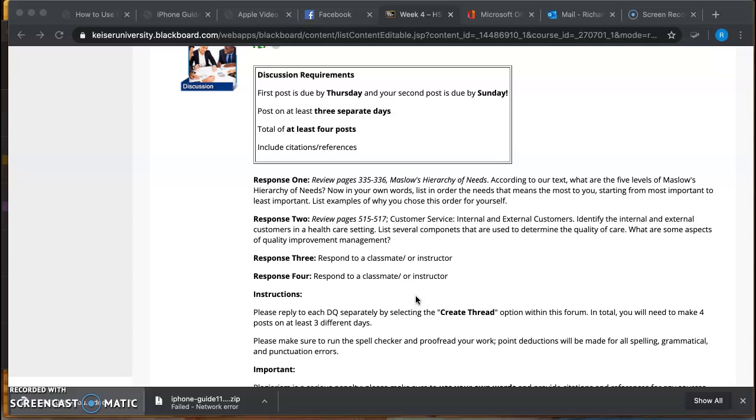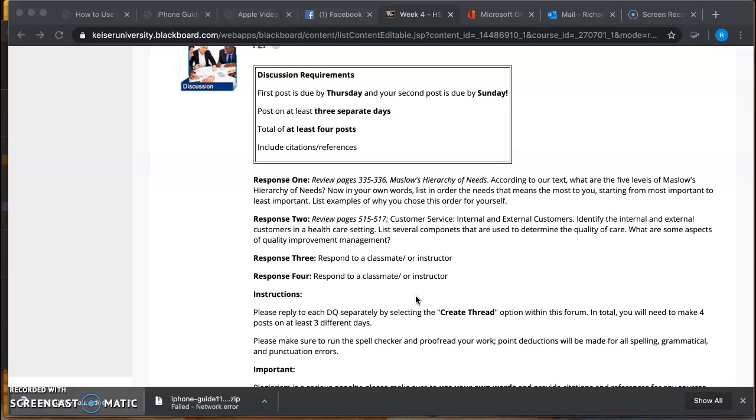Response 2, review pages 515 through 517 on customer service, internal and external customers. So what they want you to do here is tell the difference between what an internal customer is and what an external customer is. And then identify who are your internal customers and who are your external customers in healthcare. List several components that are used to determine the quality of care. What are some aspects of quality improvement management?